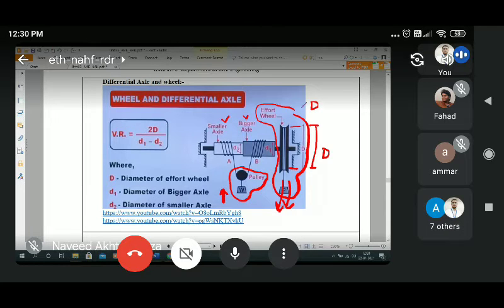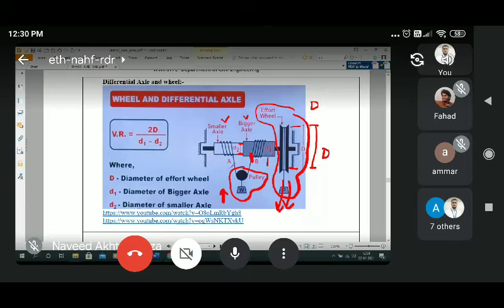You can see the diameters given here. Sorry, something is wrong. Again we will select the pointer. You can see here the diameter D1 for the bigger axle and the diameter D2 at the small axle.